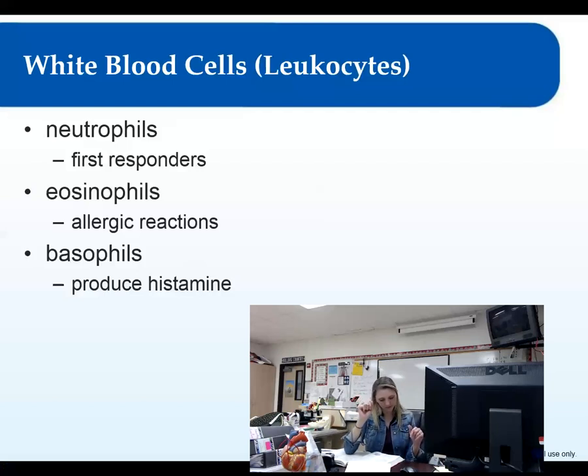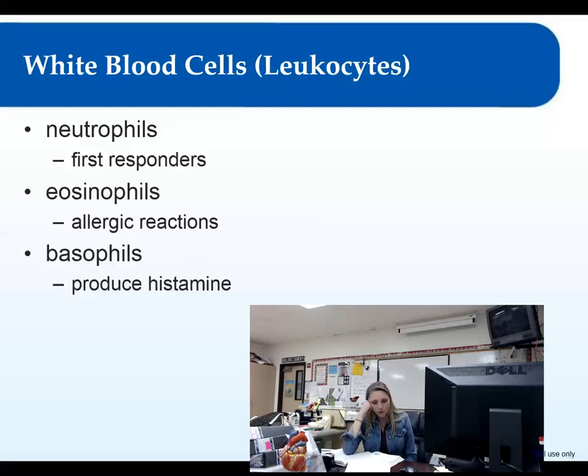D-I-A-P-E-D-I-S-I-S. Dia usually means complete. Ped usually means feet. So anyway, it's the process of completely moving. I'm not exactly sure on the original meaning, but it's just a way to think of it. They're able to move. If you want to think of ped as a foot, it's kind of able to move in and out. That's diapedesis.